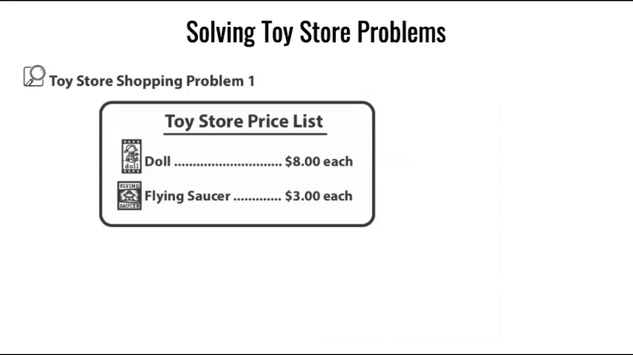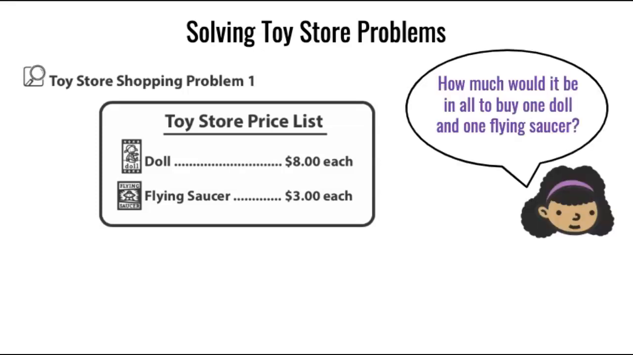Before we read the problem, take a few seconds to look at this price list. Now let's think of some problems that we could pose or ask using the information from this price list. Can you think of a question we could pose? One question we could ask is how much it is to buy a doll and a flying saucer. That is a problem we could solve pretty quickly with an open number line.